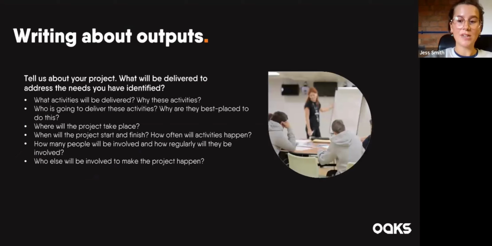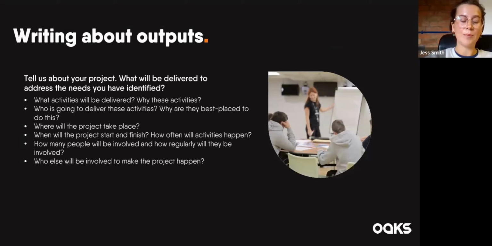Next is outputs. So writing about outputs, it's about being clear. Is it clear to someone who doesn't know the project that you're running, that they understand it once you've written it? So you talk about your project, what will be delivered, and what needs you need to address. So you'll be thinking about the activities. So you'll be writing out the key stages, from stage 1 to stage 3, for example, of the activities that you'll be running, the dates that these will be running on, who's going to deliver them.